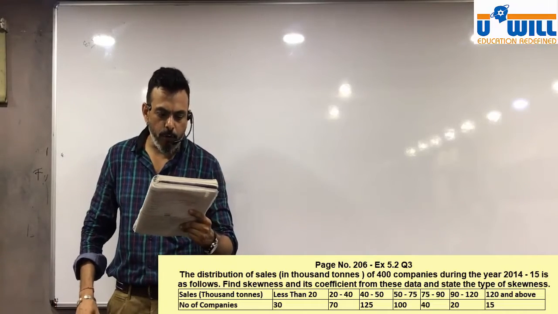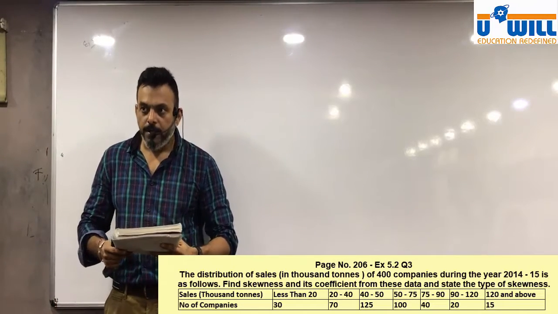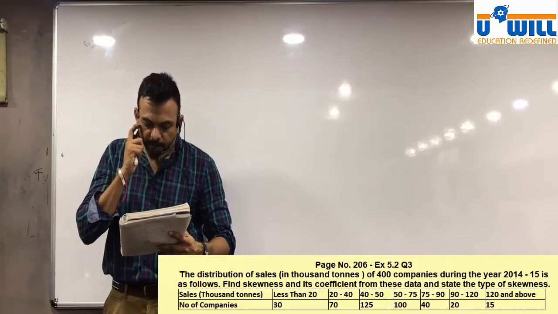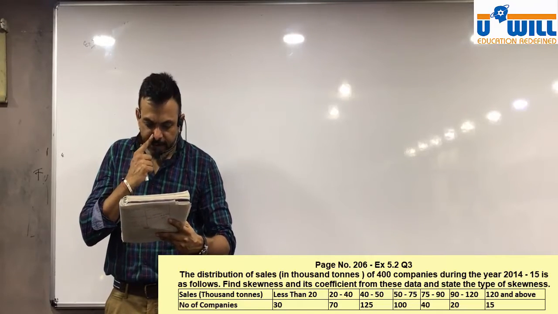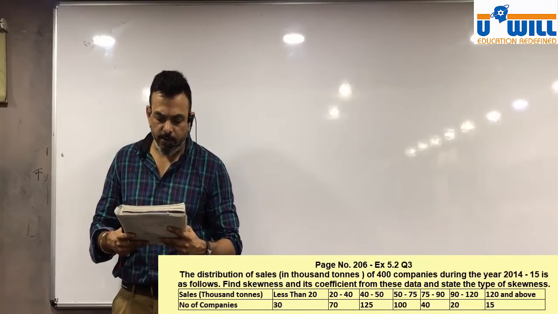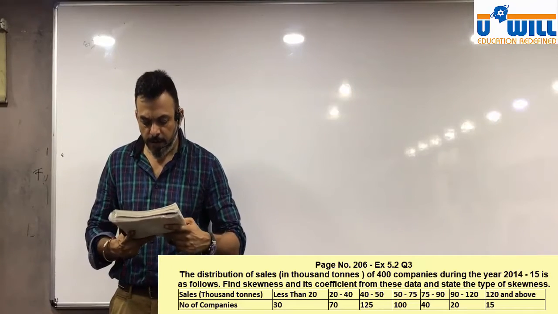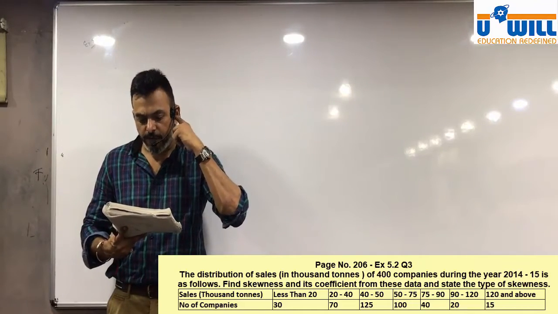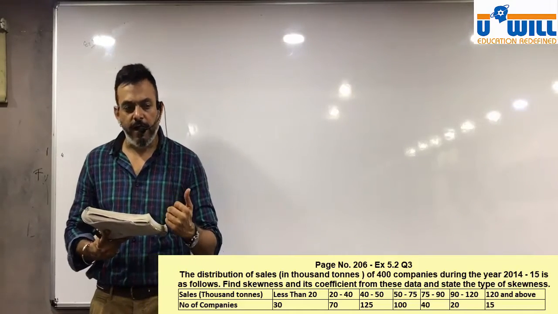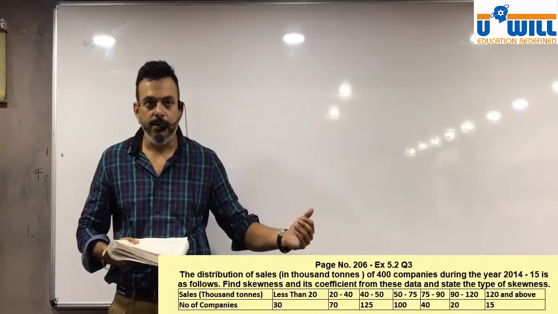Important sum. Exercise 5.2 question number 3. Now pay attention, in this sum it is written find skewness and coefficient of skewness and state the type of skewness, but here we know that it is Exercise 5.2, so we have to use the Bowley method.